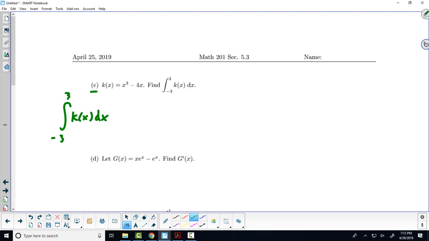let's keep practicing our vocabulary. Okay? This symbol right here is called the what? Well, all of it together is called the definite integral, right? This symbol doesn't have a very fun name. The symbol's called the integral sign. Okay? The integral symbol.